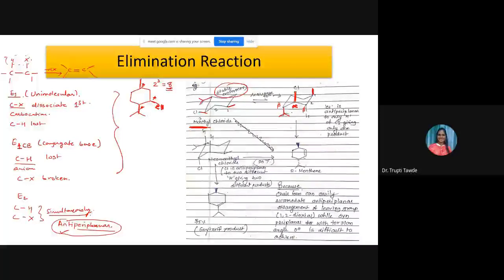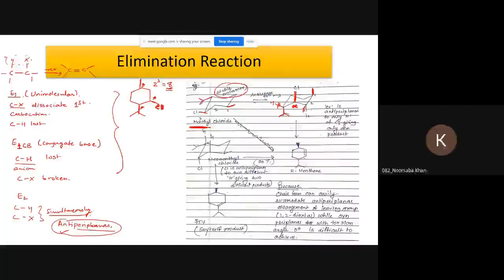How many protons does beta have? This is beta and this is beta dash. Okay, so 1 proton on beta. What is the location of the proton, axial or equatorial? Can it be lost with this chlorine? Are they anti-periplanar to each other? No. So is it possible to lose the proton from the beta carbon atom?